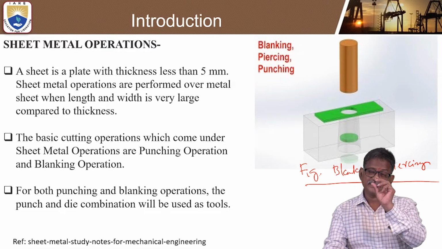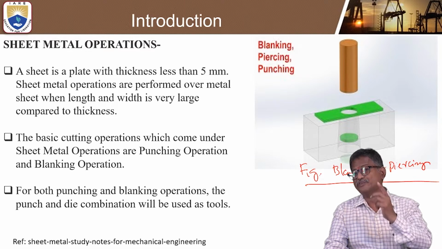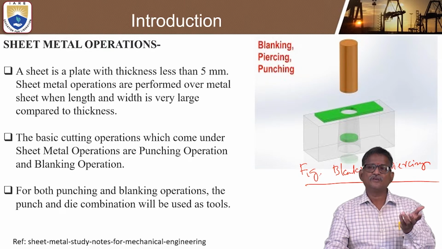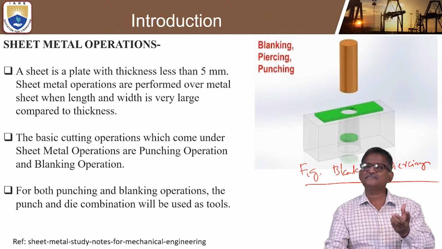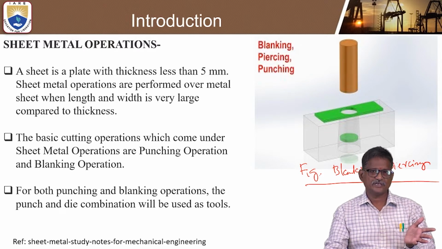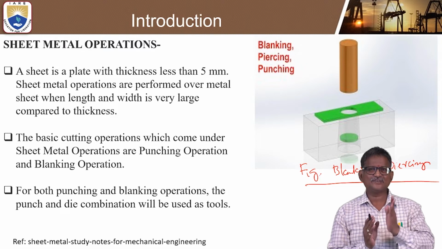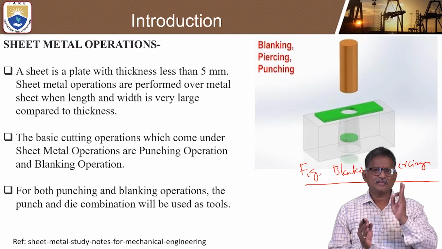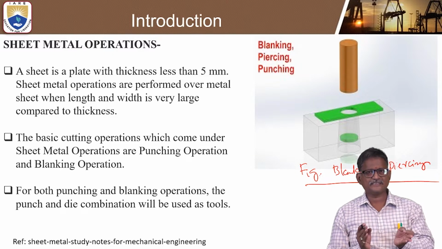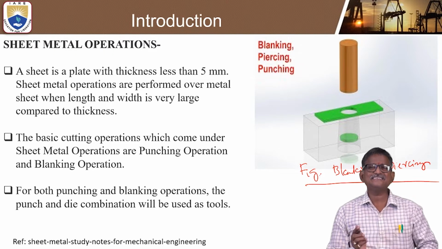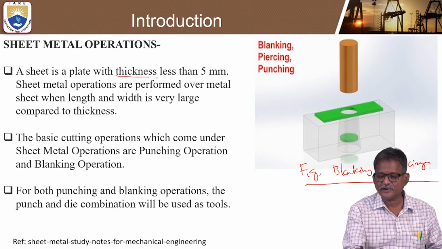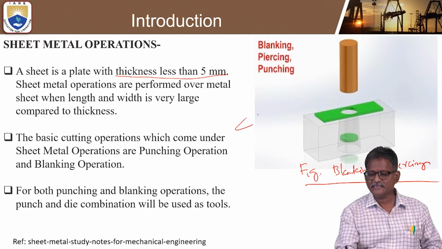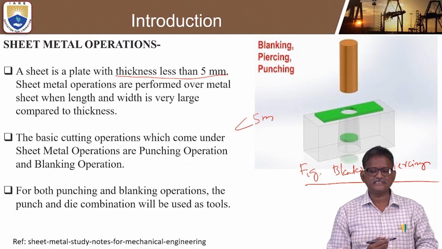Even though it is a simple topic, a lot of important points need to be understood, and it is useful for making components in a variety of applications. Yes or no? So look at this. What is meant by sheet metal operation? In general, a sheet is a plate with thickness less than 5 mm. This is very important. A sheet is a plate with less than 5 mm thickness.